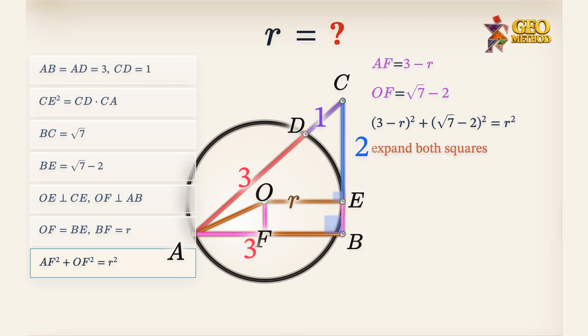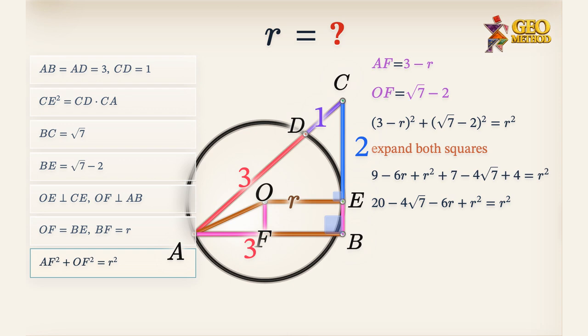Start by expanding both squares carefully. After expansion, every term is visible on one line. This is the full algebraic form before simplification. Now combine the constants while keeping the radical terms separate. That makes the structure of the equation easier to read. This is the simplified equation we need for the last step. The geometry is finished, and only algebra remains.